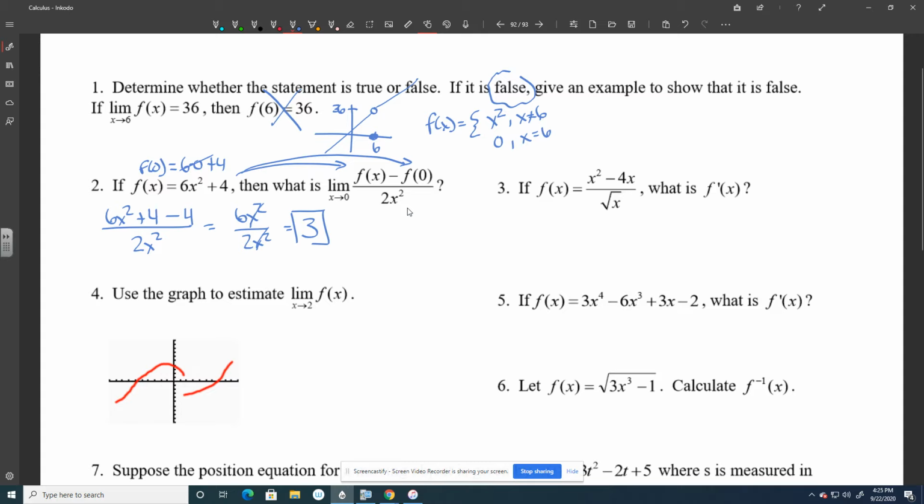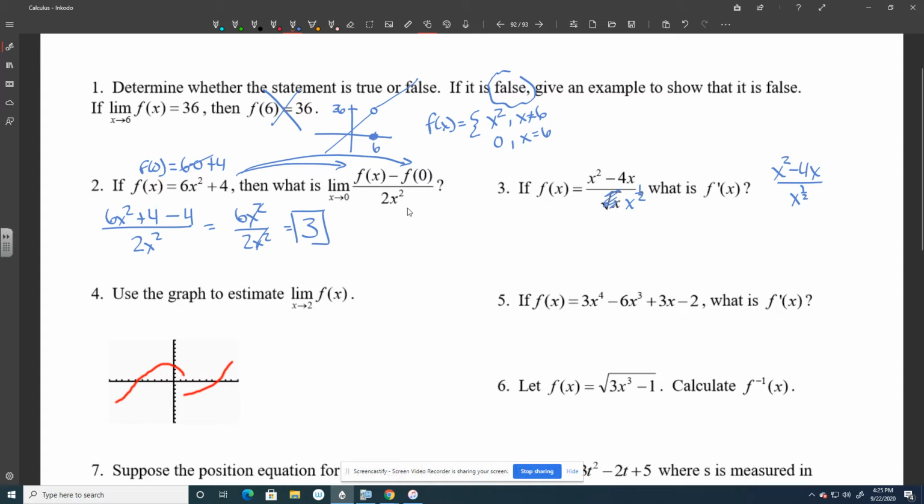Okay. Number 3, if f of x equals x squared minus 4x over root x, what's f prime of x? So you have a couple of options here. You can use the quotient rule, is one way to do this one. Whatever way that you do it, the first thing we have to do is change this root x. We've got to change this to x to the 1/2 on the bottom. Then you have options. Like I said, you can leave it x squared minus 4x divided by x to the 1/2, and you can just do the chain rule and do a lot of simplifying.